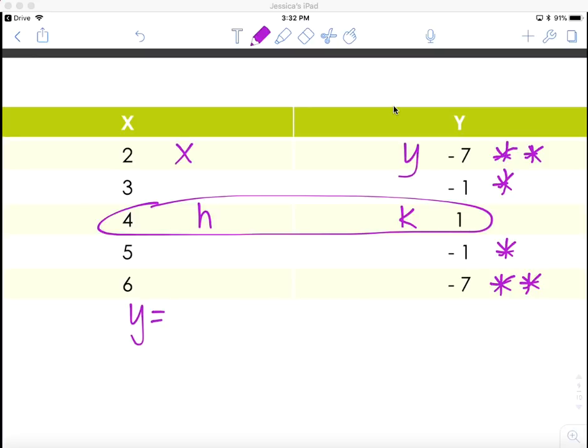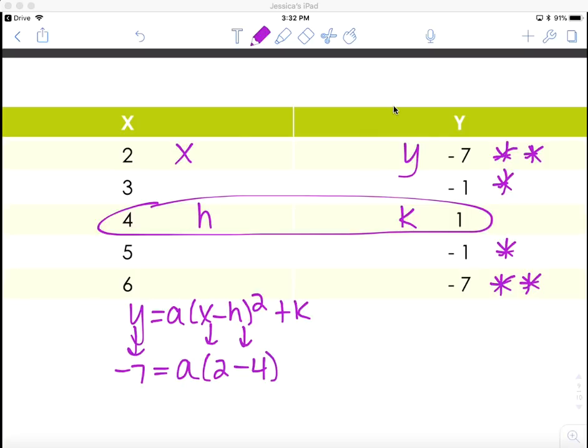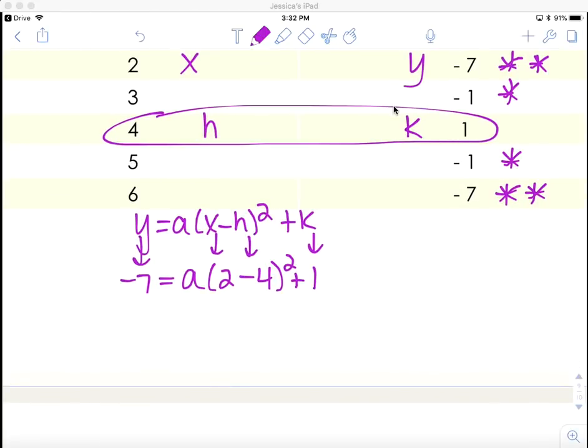Plugging this in, my y is negative 7. I don't know what a is. My x is 2. My h is 4. And my k is 1. So to solve for a, 2 minus 4 is negative 2. Negative 2 squared is positive 4, so I can write that as 4a.